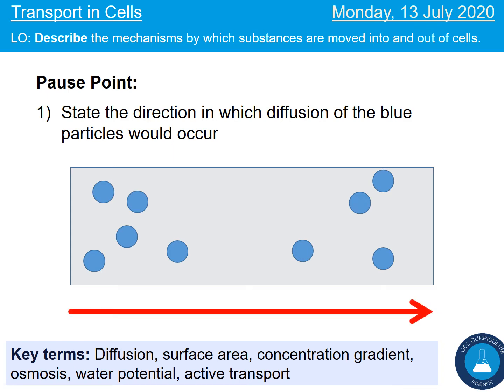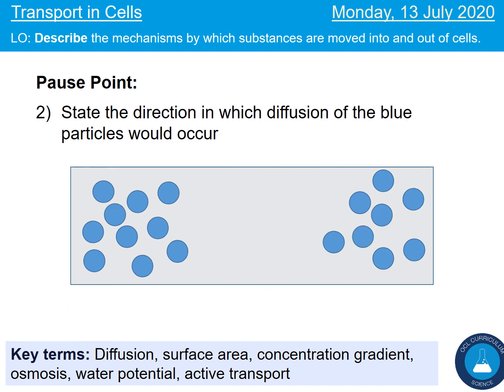And we should be comfortable with the idea that diffusion is occurring from left to right, owing to the higher concentration of blue particles on the left side of our diagram. See if we can apply the same logic to this second example. Again, 10 seconds. And again, the higher concentration on the left means that diffusion will occur from left to right.